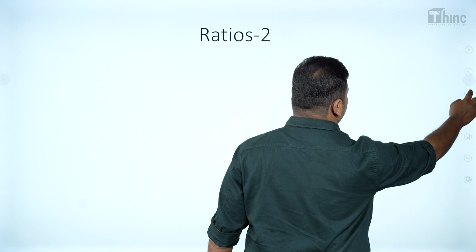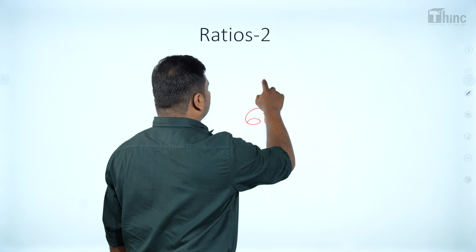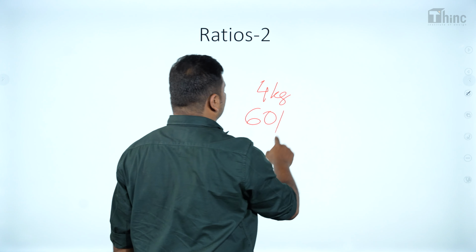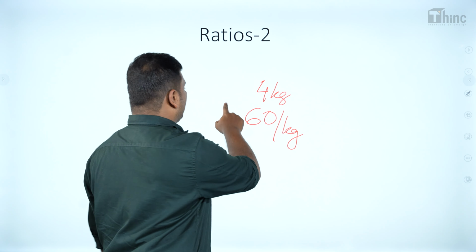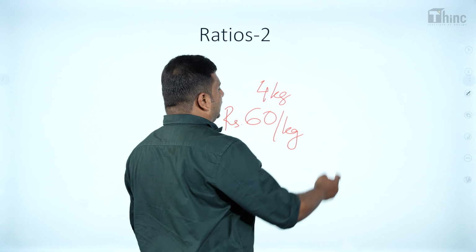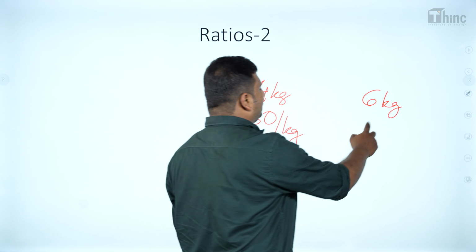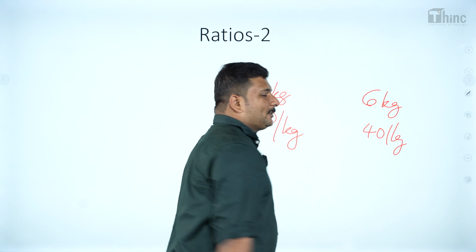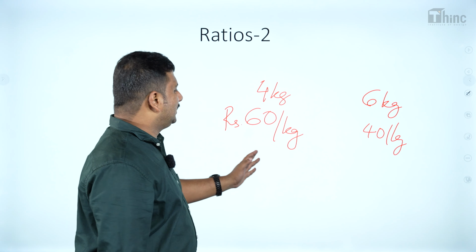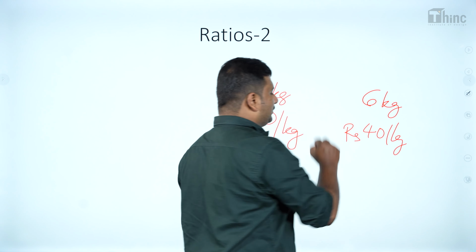Let me show you one simple example. Let's say there is a shopkeeper. He has 4 kgs of oranges and the price is rupees 60 per kg. Now he also has another variety of orange, let's say 6 kg of that, and the price of that is only 40 per kg. So the shopkeeper has two varieties of oranges, a good one and a cheap one. The price of good quality is 60 per kg, the price of cheap quality is rupees 40 per kg.